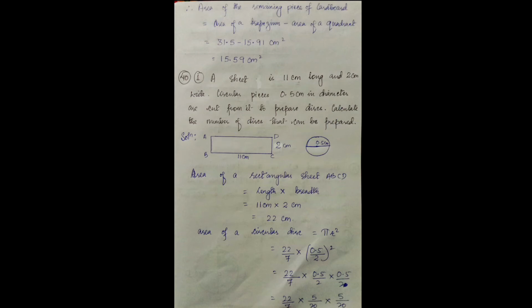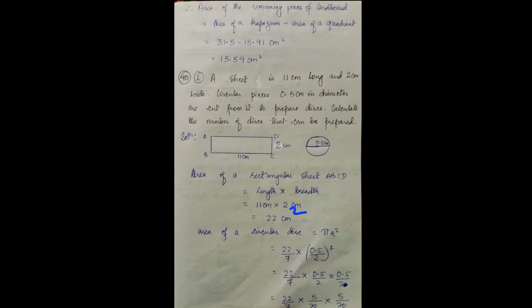First is the area of the rectangular sheet ABCD, length into breadth. This is the formula of a rectangle. 11 centimeter into 2 centimeter is 22 centimeter square. Now the area of a circular disc: this is a circle, so its area is pi r square. Pi is 22 by 7, and here the diameter is given 0.5, right? So the radius is half of the diameter, so 0.5 divided by 2 is the radius. So 0.5 by 2 into 0.5 by 2. When you remove this decimal, you have to add 0 in the denominator.